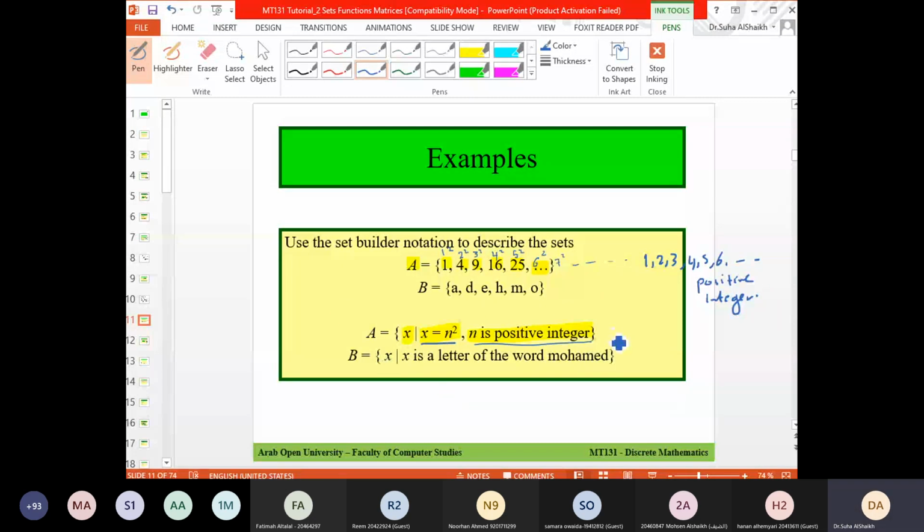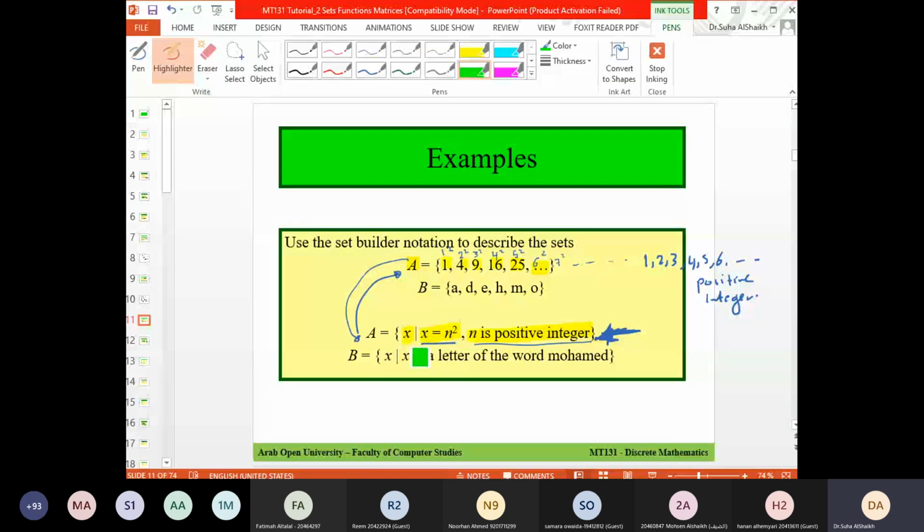الحين ممكن يعطيكم إياها كذا ويطلب من عندكم تكتبونها كذا. وممكن they give you this way and they ask you to write it using the set builder notation. But usually العكس إنه يعطينا إياها كذا this way and you are supposed to list the elements. You have to list the elements. Now the second set.